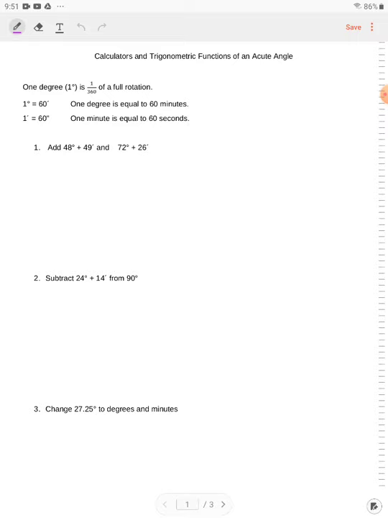Now, sometimes we won't see the plus sign between, sometimes we do. So we can write it like this: 48 degrees, 49 minutes, 72 degrees, 26 minutes. And you learned to do this type of mathematics probably way back in 7th grade, maybe even earlier, when you added, say, feet and inches. So you add your like units.